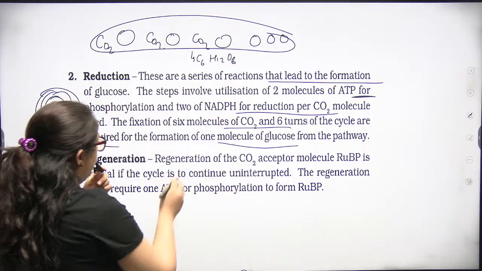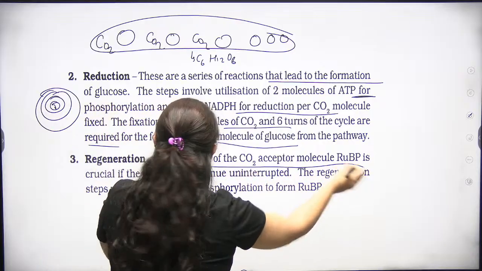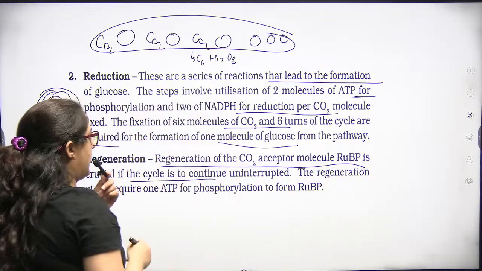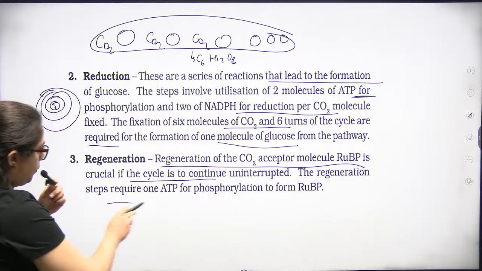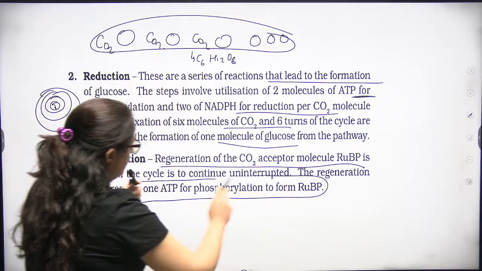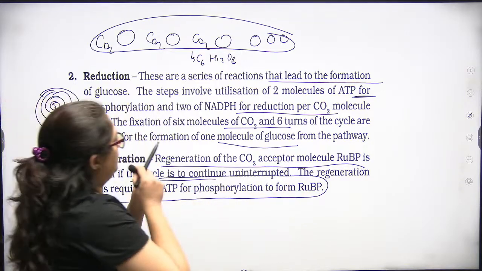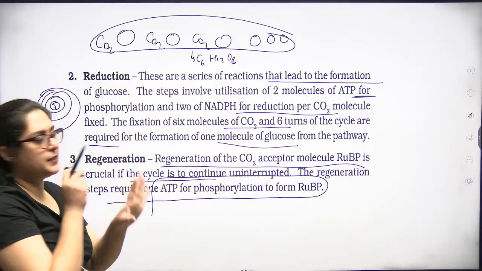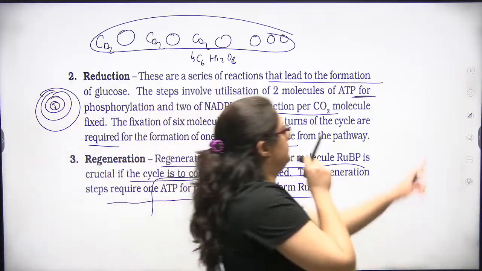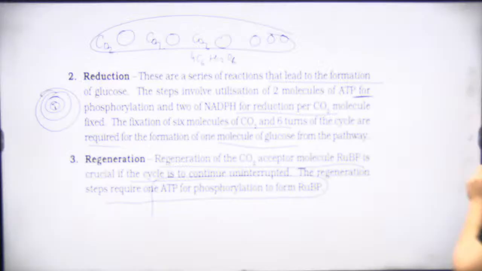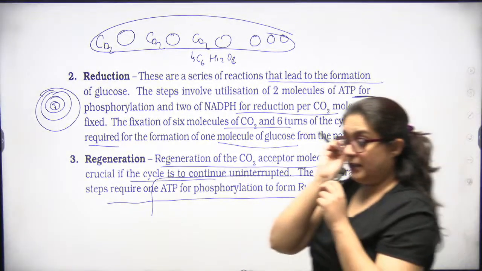Regeneration of the CO2 acceptor molecule RuBP is crucial for the cycle. The regeneration step requires 1 ATP for phosphorylation to form RuBP. So carboxylation is an important step, then reduction. So this is all about this chapter.